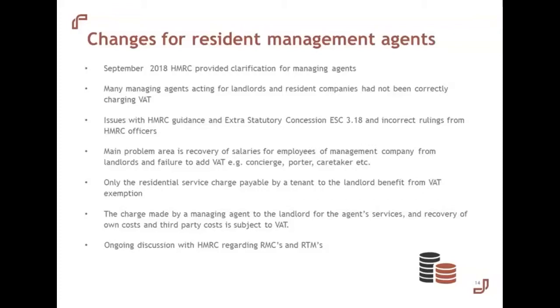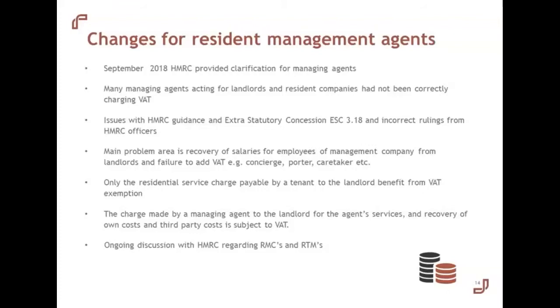So as I say, when the managing agent recovers their costs, third-party costs, their own overheads, plus any salary costs of the concierge and the porter and the caretaker, the total cost when it's recovered from the landlord should attract VAT. In practice, what happens is the managing agent issues the invoice for the service charge direct to the tenants, collects the money from the tenants, holds it in trust to pay away costs. But the legal contractual reality is the managing agent is doing that on behalf of the landlord, and therefore those kind of recoveries should all attract VAT.